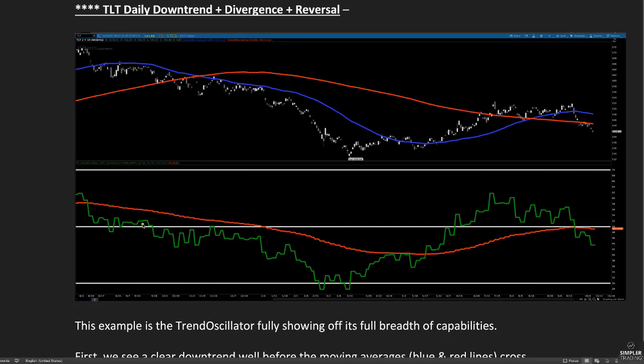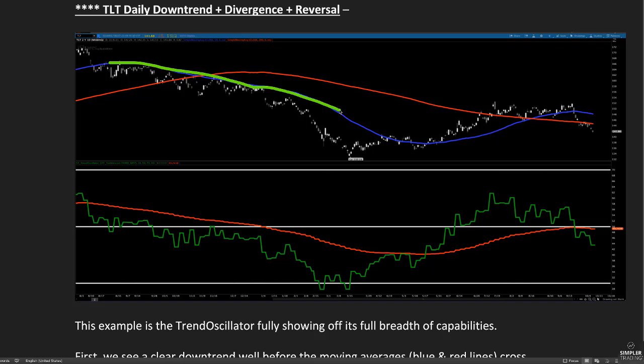So what do we know about that condition? We have a falling red line and the green is below the red. That's not a good condition, right? And you see how it locks in the downtrend all the way through? That's just the indicator doing what it's supposed to do.